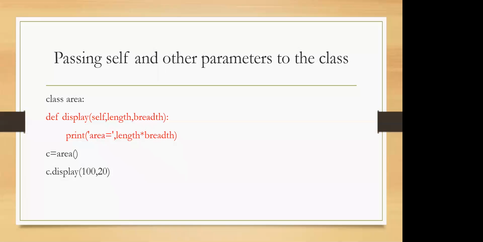Then comes passing self and other parameters to the class. In this also we have passed three parameters in display: one is self, then length, then breadth. When we call this, that is c.display, we pass only two arguments, 100 and 20. It means length will be assigned 100, breadth will be assigned 20. I've already told you self is just an object. It is not part of the parameters you pass. It's just an object to access the members of the class.